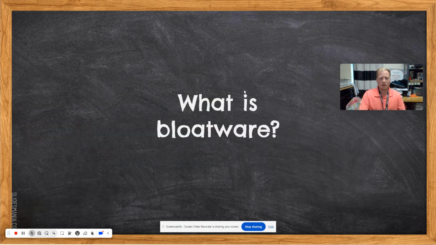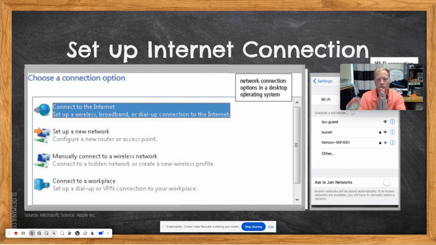All right, so two things that an operating system always comes preloaded with. That is a way to connect to the internet, so an internet browser, as well as an email. Operating systems generally always come with those two items.